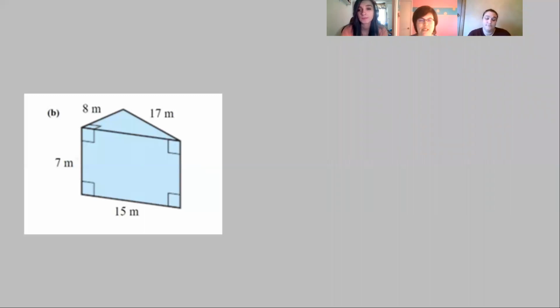Okay, so again, we're going to do the same thing. We're going to go ahead and find our surface area, but this time it is a triangular prism. So, Kat, how do I know what the base is?